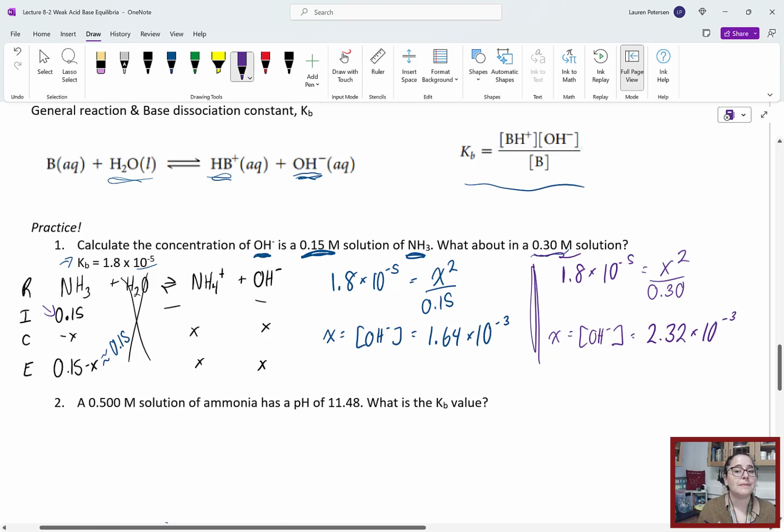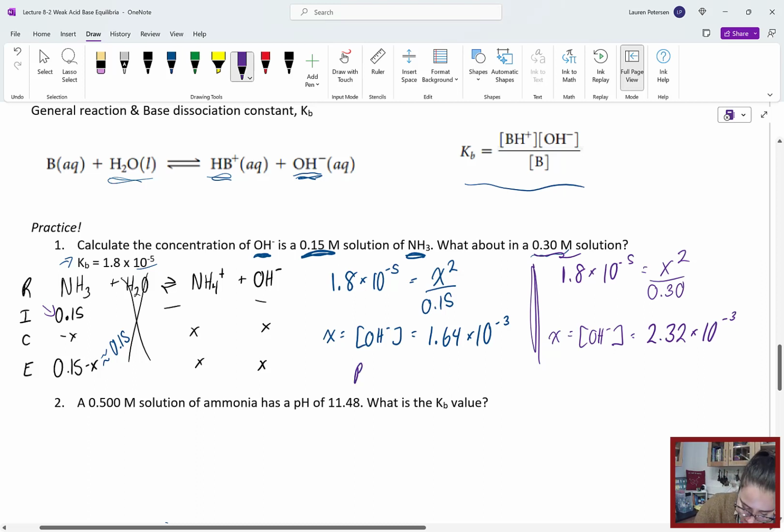So remember that when we're calculating it, because of that logarithmic scale and how that ratio is set up, doubling the concentration of a weak acid or weak base will not necessarily double the concentration of H plus or OH minus.